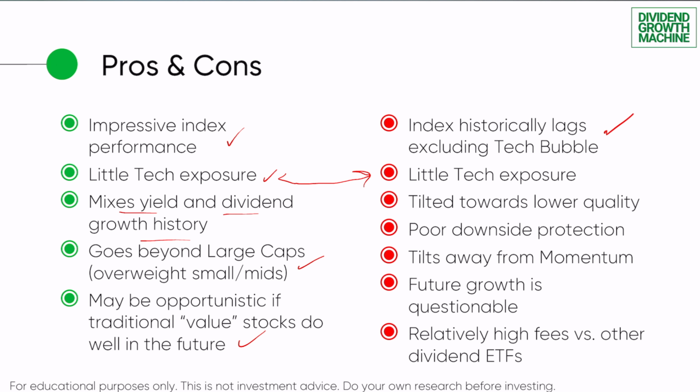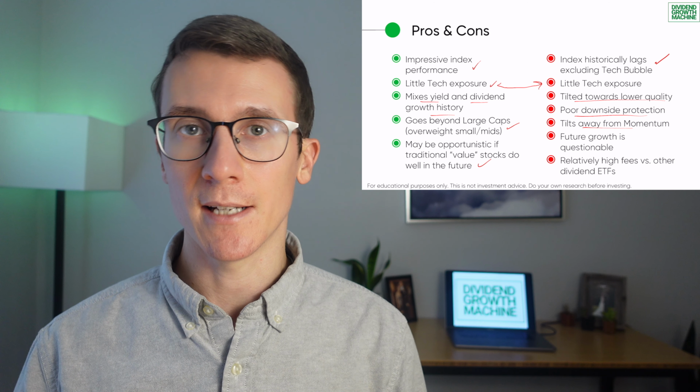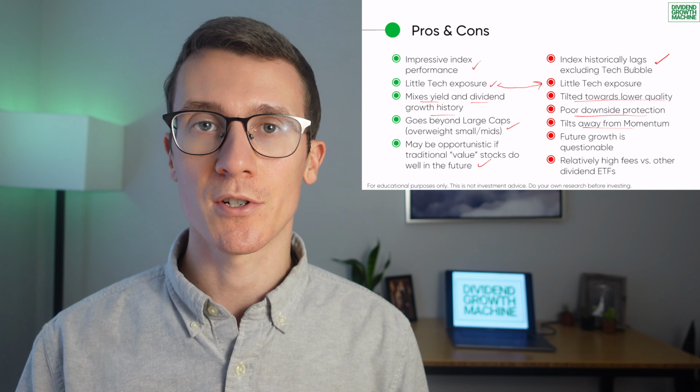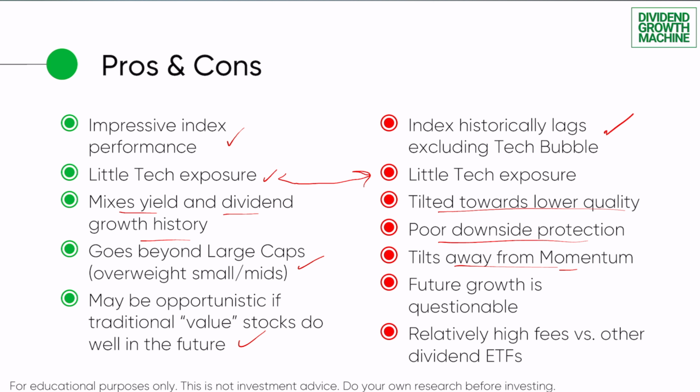The negatives are, as we talked about just a minute ago, if you remove the tech bubble, this fund has historically underperformed. It's also a bit tilted towards lower quality stocks, as we saw in that list of top 20 holdings. The downside protection is not particularly great, and it does tilt away from momentum by focusing more on dividend yield and not being market cap weighted. You're getting less of that effect of momentum over time, which has historically been a very good predictor of future returns. So that is a negative.